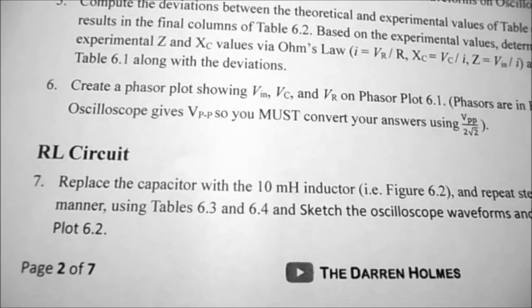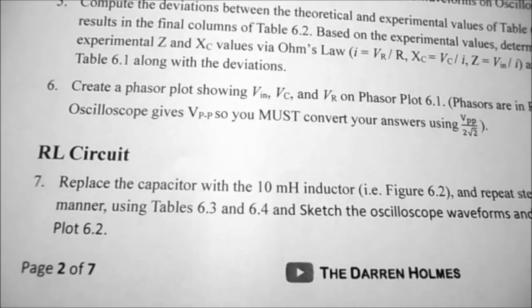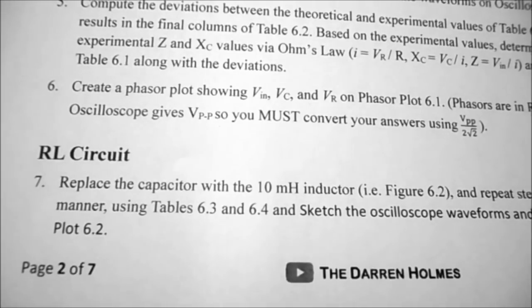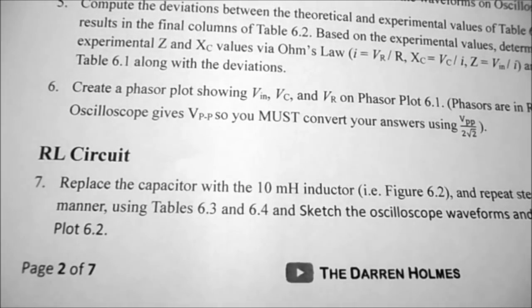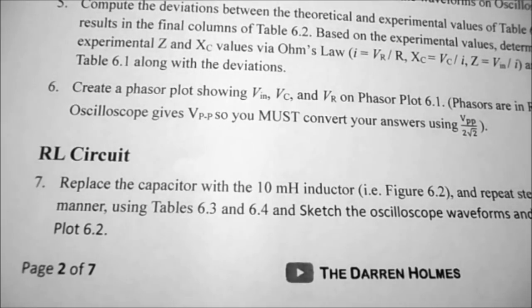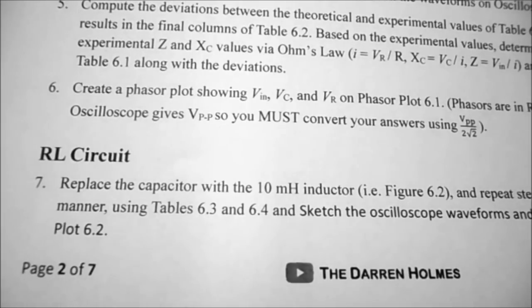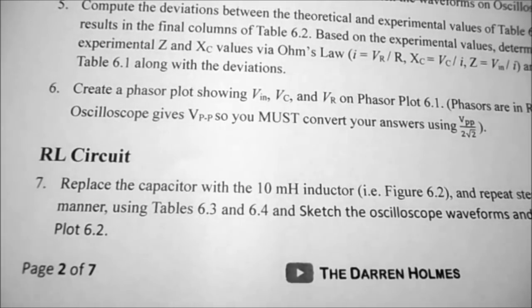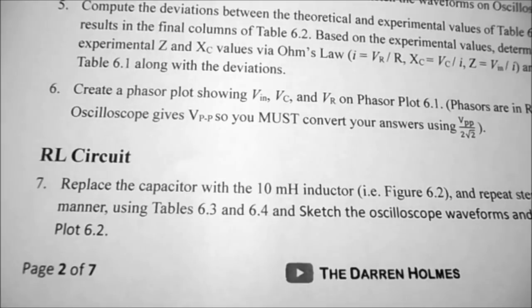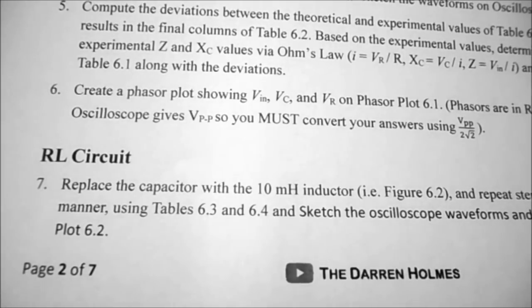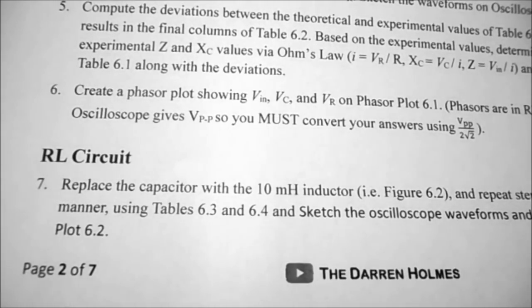So under procedure, step number 7, we're now working with the RL circuit. We're to replace the capacitor with the 10 millihenry inductor, and we're now using figure 6.2, where R is in series with L. We're to repeat steps 1 through 6 in a like manner, using tables 6.3 and 6.4, and sketch the oscilloscope waveforms and phasor diagrams on plot 6.2.